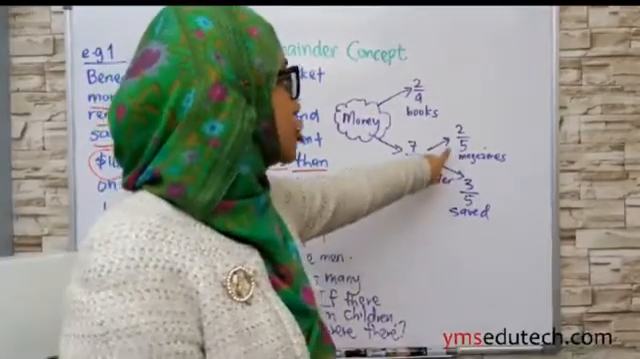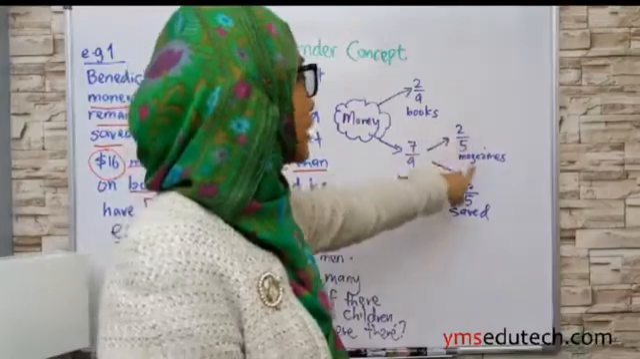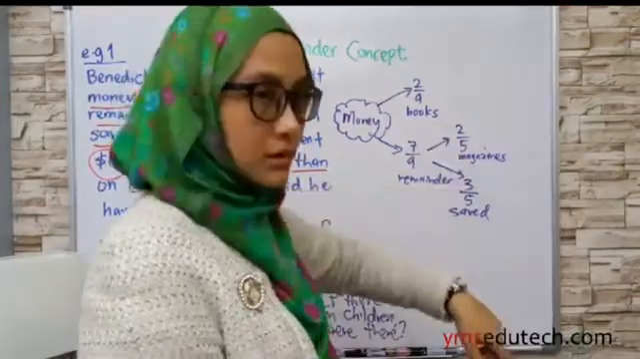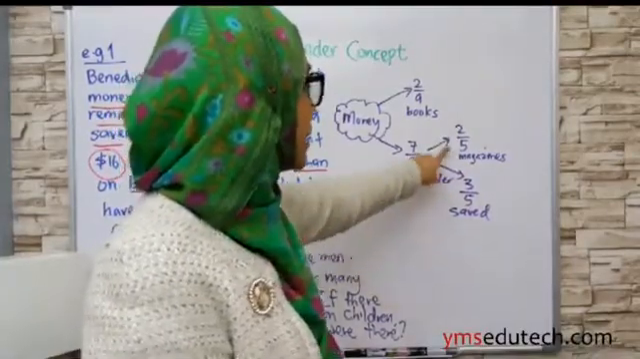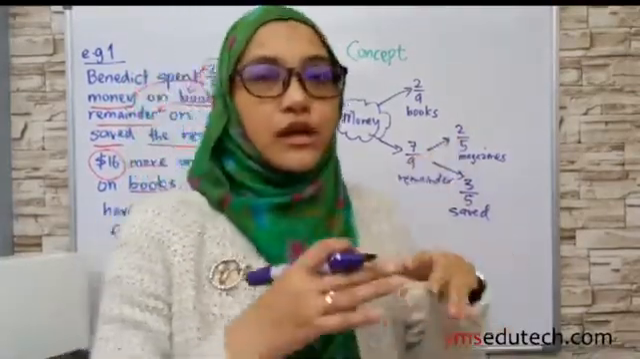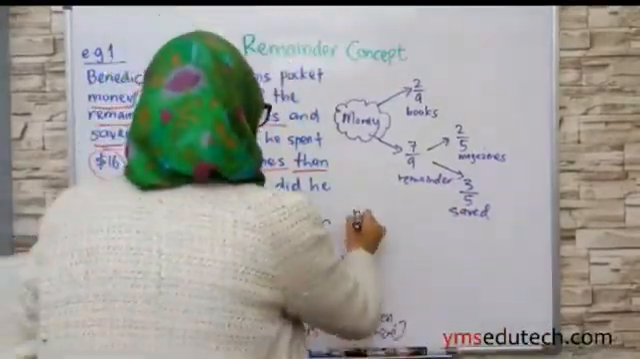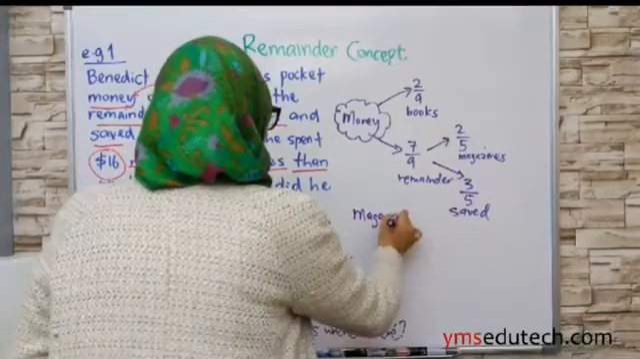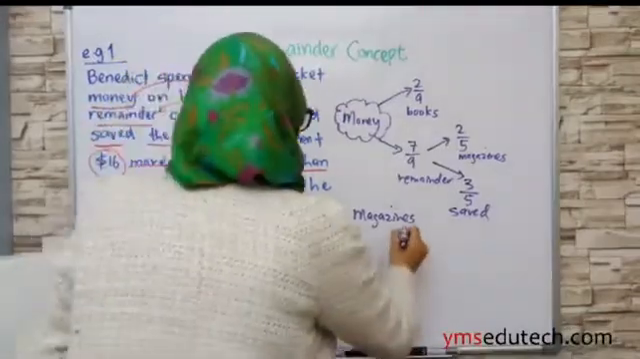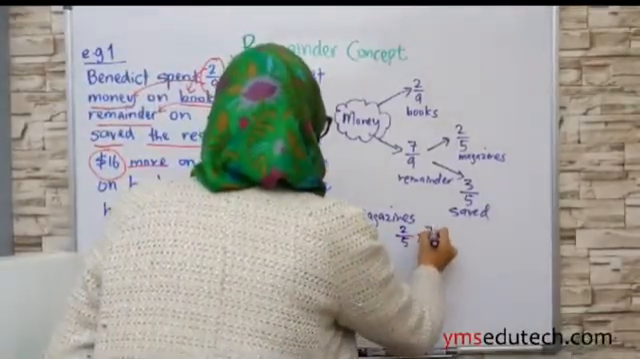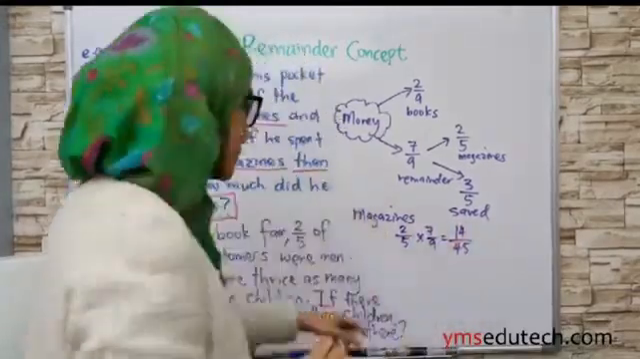Now this fraction of 2 out of 5 spent on magazines is not 2 out of total, but it is 2/5 of remainder. What we need to do is to convert this fraction into a fraction out of the actual total. Alright, so I'm going to find out how much of his money was spent on magazines. So 2 out of 5 multiplied by 7 out of 9, that is 14 out of 45.